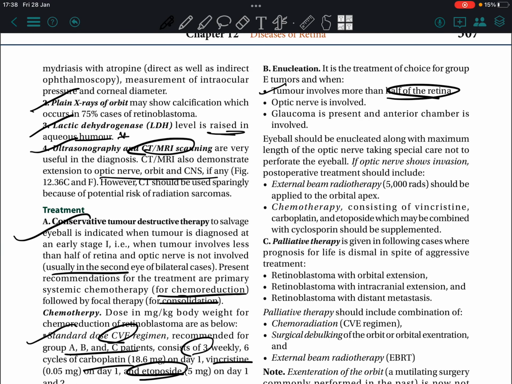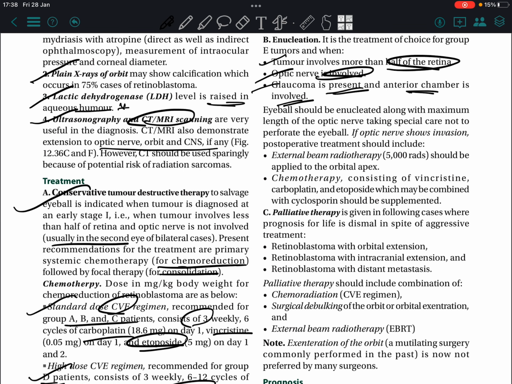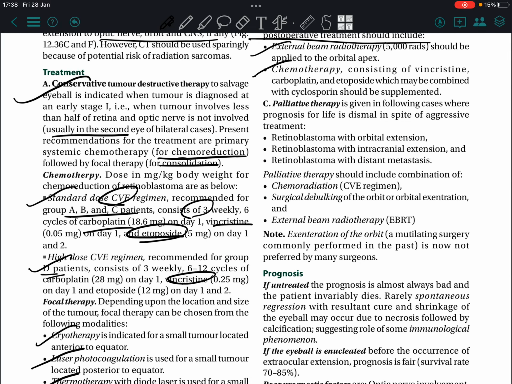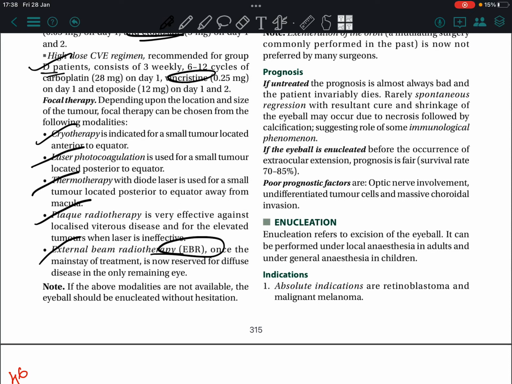Enucleation is indicated when the tumor involves more than half of the retina, the optic nerve is involved, glaucoma is present, or the anterior chamber is involved. If the optic nerve shows invasion, postoperative treatment should include external beam radiotherapy and chemotherapy. Palliative therapy: retinoblastoma with orbital extension, with intracranial extension, or with distant metastasis.